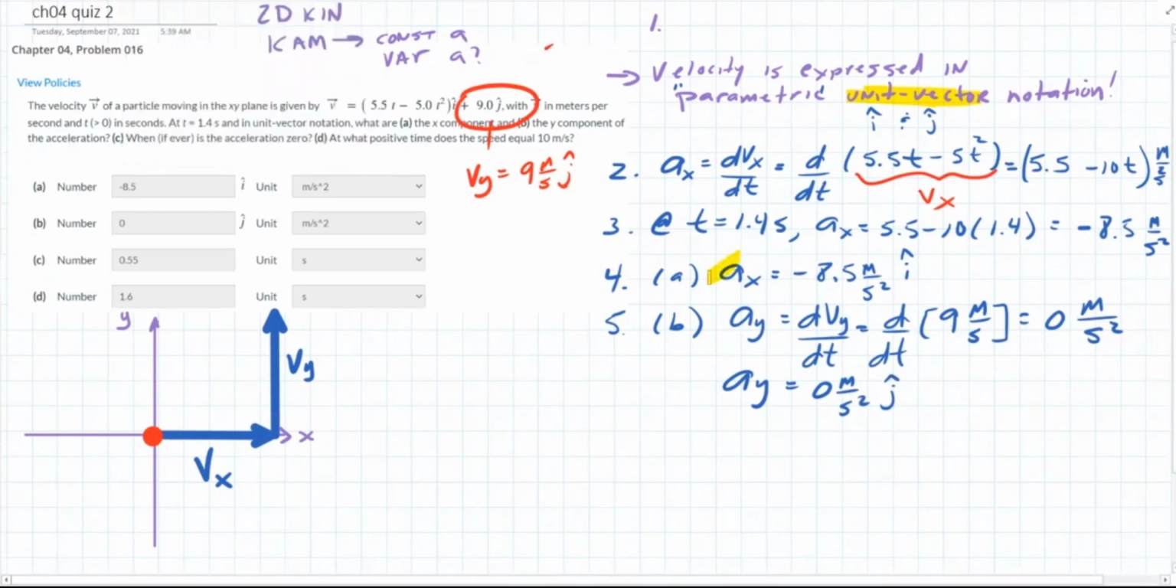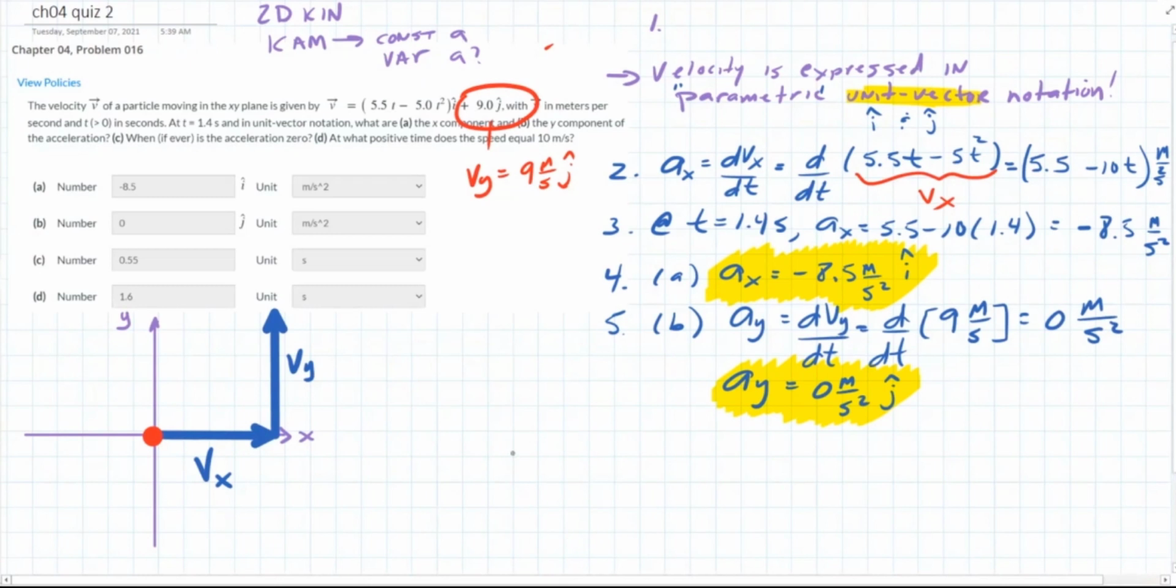You guys for sure, though, keep assuming I'm going to make a mistake and keep asking questions. That's A sub x. In unit vector notation, this is A sub y. In unit vector notation, part C, when, if ever, is the acceleration equal to 0? I don't know. Let's do this. All right, so number 6. When, if ever, is acceleration equal to 0? Well, let me back off on number 6. Let's talk about what we're looking at here.